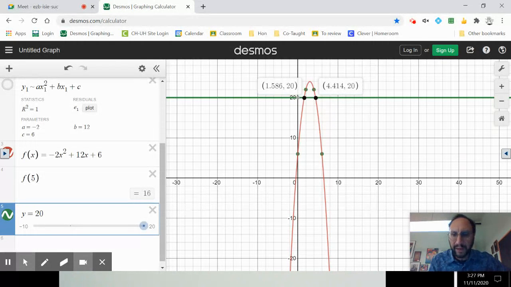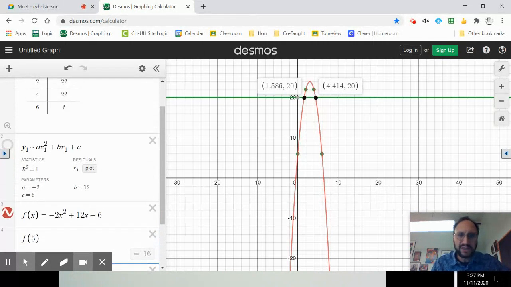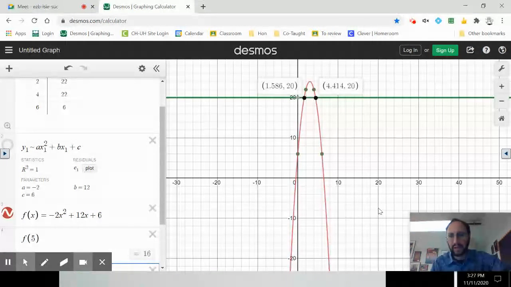One is evaluating at a particular time, like 5 seconds. And another is saying, well, how long does it take to get to 20 feet? You could do it like this. This is one of the options. So I hope this helps with quadratic regressions and other regressions that we're doing in class.